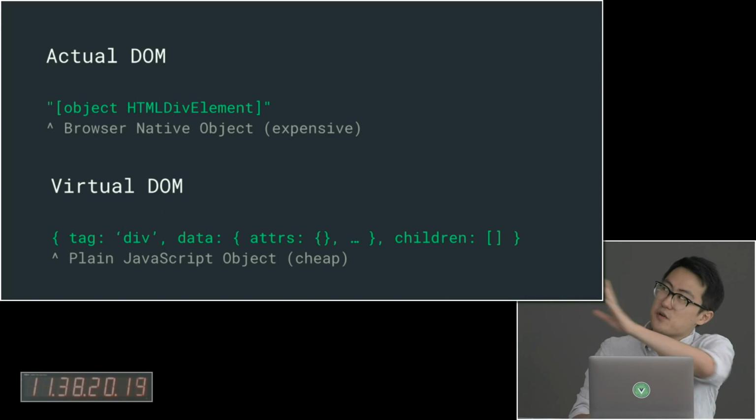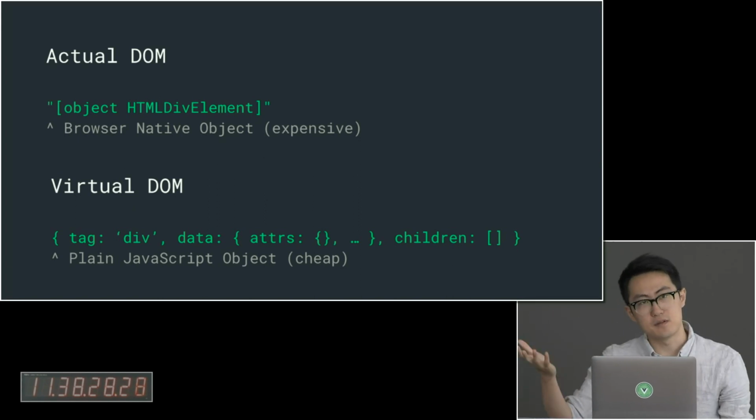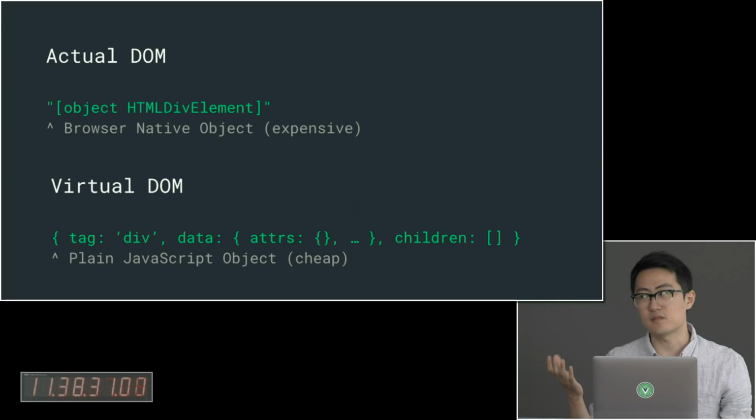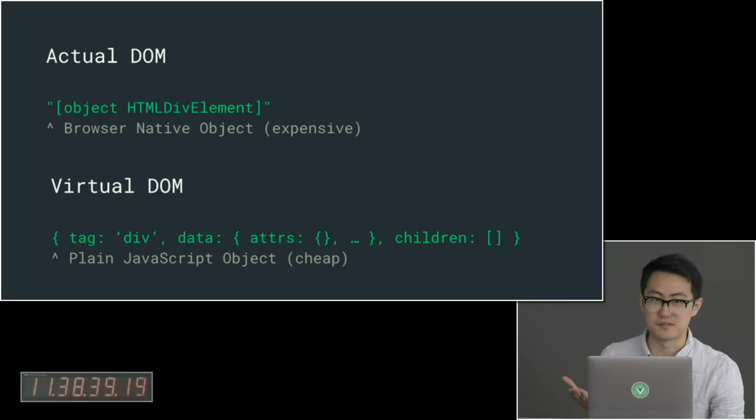So this is just a very high-level understanding. Virtual DOM is cheaper than the actual DOM, right? So let's say we have a list of like 1,000 elements. Creating 1,000 JavaScript objects is pretty cheap. It's pretty fast as well. But creating 1,000 actual div nodes is much, much more expensive.